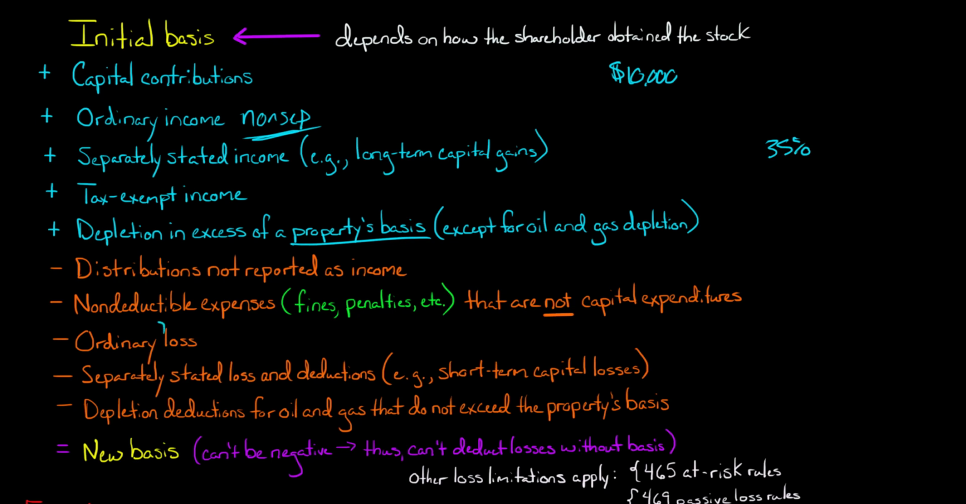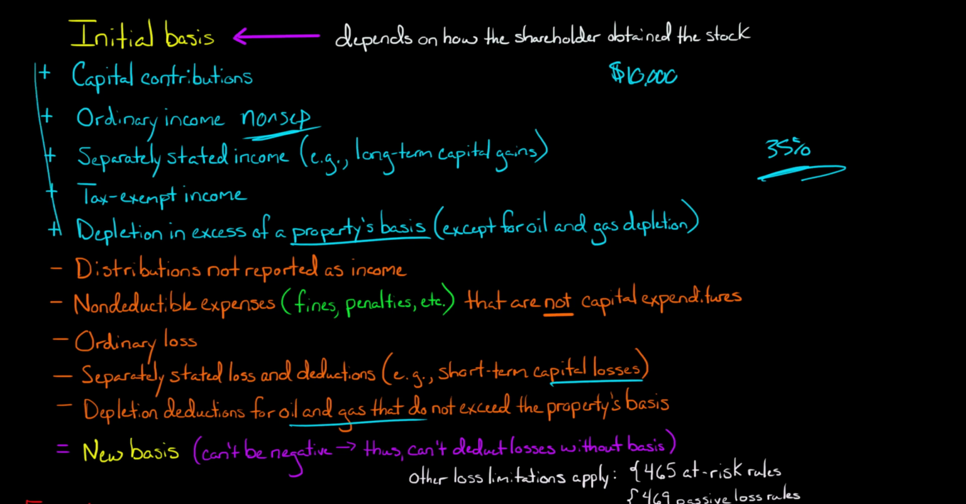The pro rata share of any ordinary loss, and again, when I say ordinary, I'm talking about non-separately stated, and also pro rata share of any separately stated loss and deductions. So for example, if there were short-term capital losses, okay, that would be a separately stated item. So a shareholder would get a pro rata share of that. If they own 35% of the S Corp, they get 35% of the short-term capital losses. And then also decreasing the shareholder's basis, depletion deductions for oil and gas that do not exceed the property's basis.